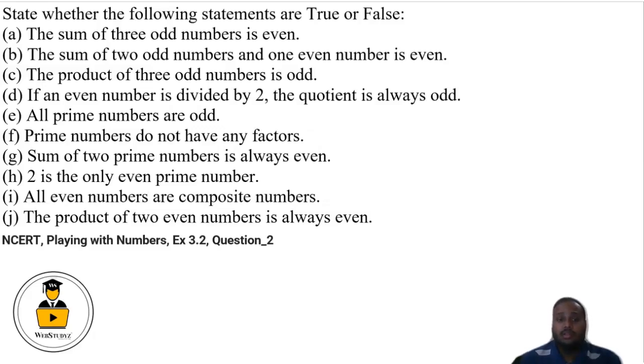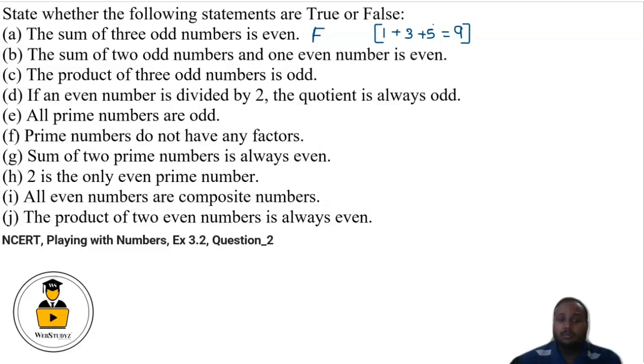So in the first question, it is given that the sum of three odd numbers is even. But the sum of three odd numbers is never even. It is always odd. So this is false. Let us understand by taking an example. Let us add three odd numbers. Let's take 1 plus 3 plus 5. Fine. So 1 plus 3 plus 5 is equal to 9.